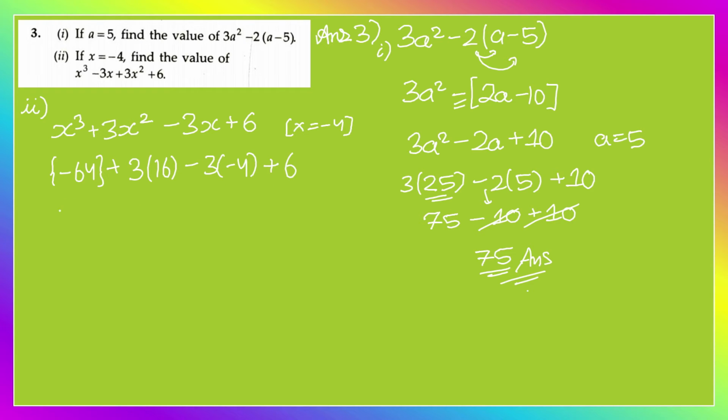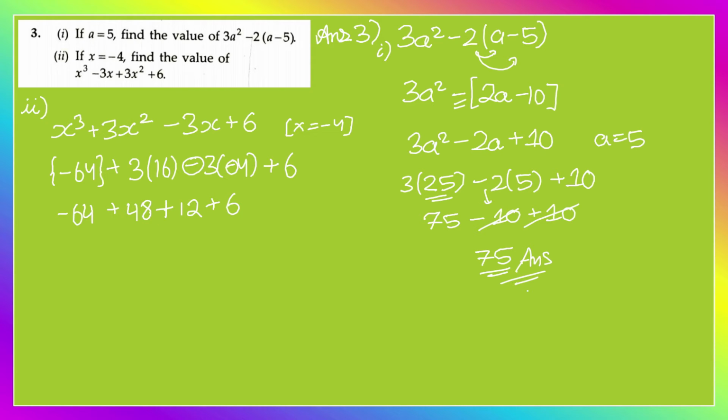So this time we have minus 64. Now we have 16 into 3. So if you know the table, you must know that the answer will come as 48. Now we have minus coming in the end, but as minus into minus will come plus, at the end we are going to have a plus sign and we write plus 12 like this, and we have plus 6 also.